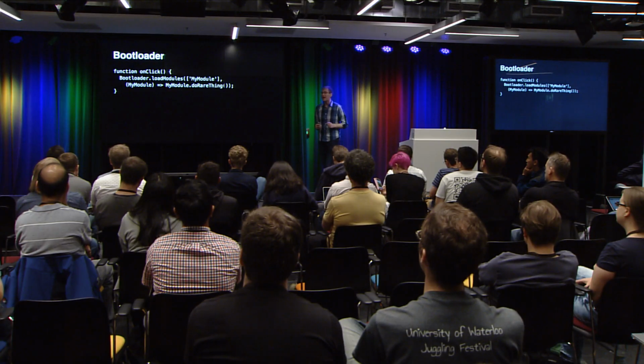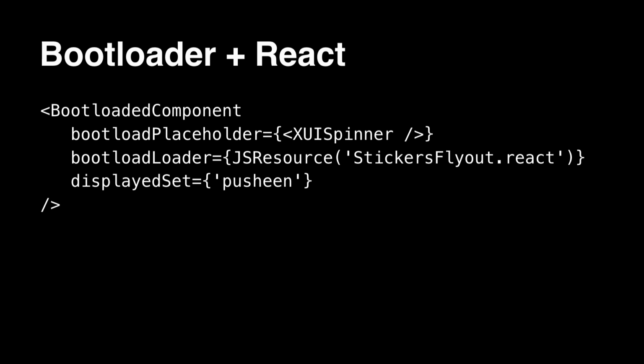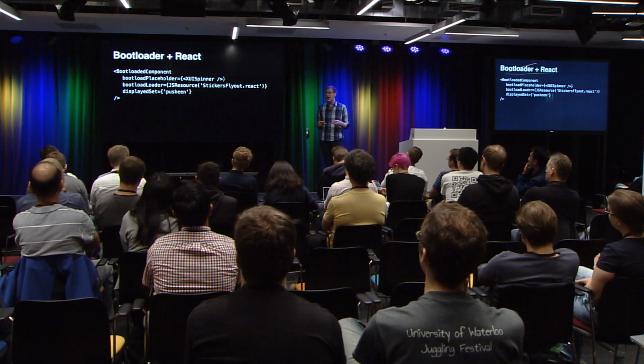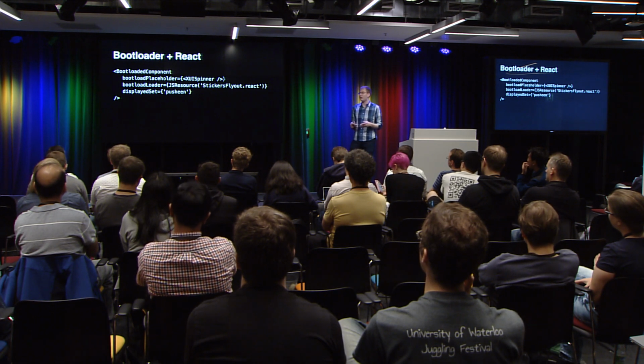And it comes with two APIs. It's got a declarative API and an imperative API. The declarative API is pretty simple. It says bootloader.load modules, the module name, and then a callback that takes that module. We've got an even fancier system that uses React, where you have something called a bootloaded component that has a placeholder, which is a spinner in this case. It has a reference to the thing that would be bootloaded, and then it has a set of parameters that you pass to that module once it's completed loading.